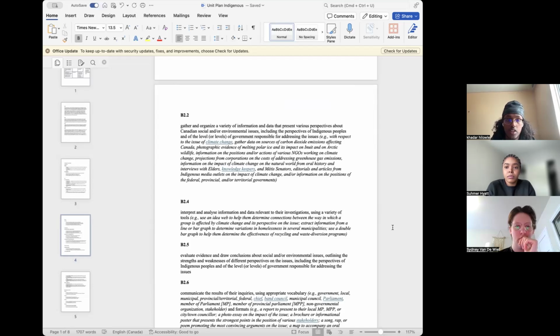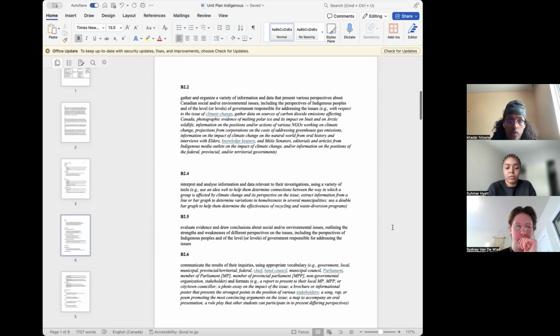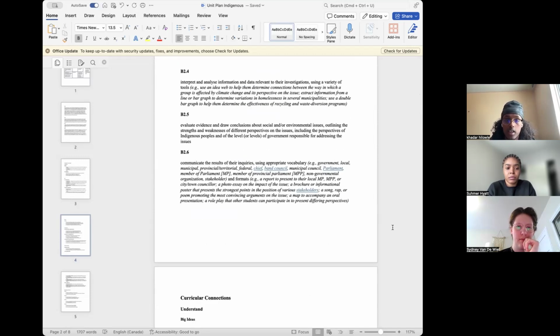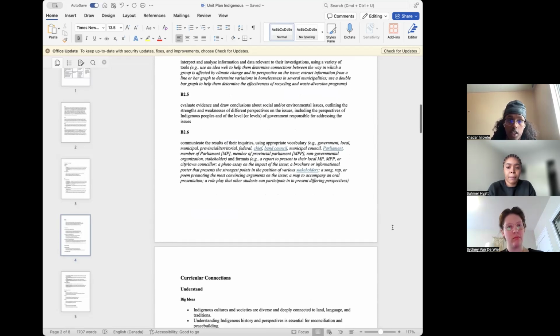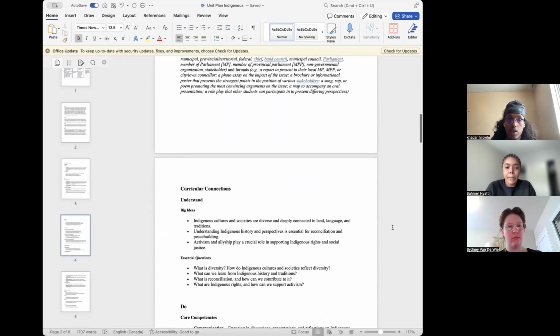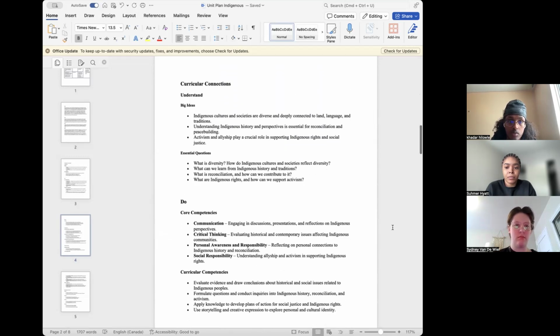B2, these are the specific expectations. B2.1, gather and organize a variety of information and data that present various perspectives about Canadian social and environmental issues. B2.4, interpret and analyze information and data relevant to investigations using a variety of tools. B2.5, evaluate evidence and draw conclusions about social and environmental issues. B2.6, communicate the results of inquiries and use appropriate vocabulary.